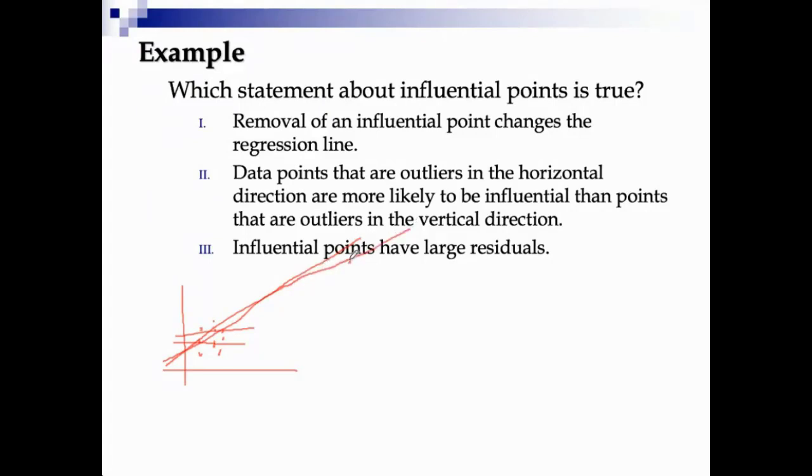And so that's definitely an influential point. It's changing our slope from 0 to this slope here. And so this influential point, this outlier right here, would definitely affect my results. It would affect my slope. It's going to affect my correlation.